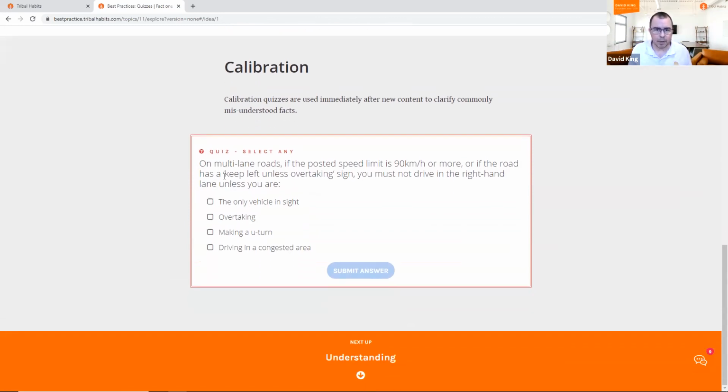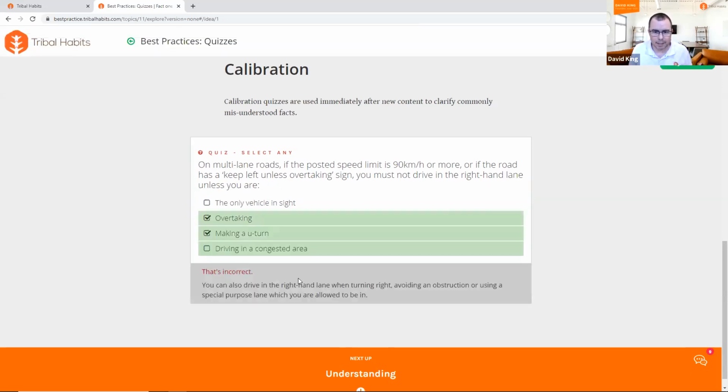And so here I have a quiz. On multi-lane roads, if the posted speed limit is 90k or more, if the road is a keep left unless overtaking sign, you must not drive in the right-hand lane unless you are... Now, I probably just explained this in the section beforehand, and I'm just checking that they've understood everything correctly. So I'll choose these 2 answers. I'm like, no, actually it was this one as well. And then I might even be reinforcing content in the feedback they get.